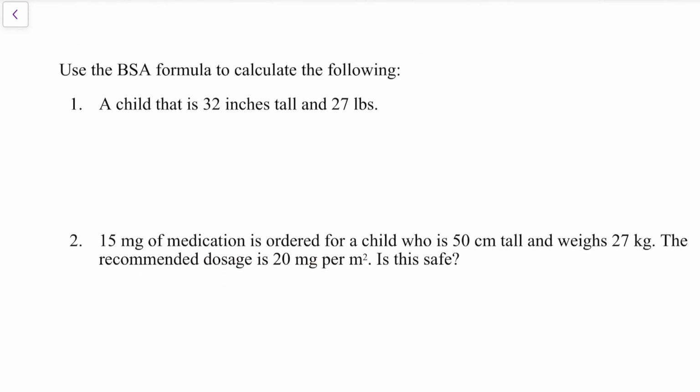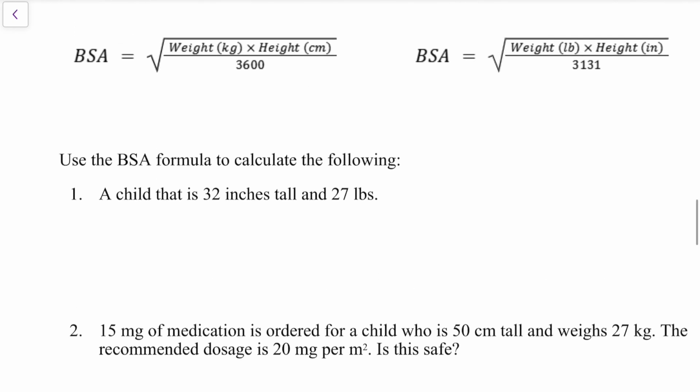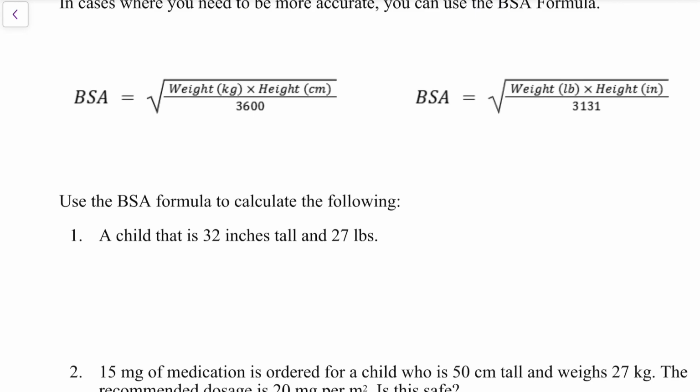Okay, so let's look at this first example, a child that is 32 inches tall and 27 pounds. What is the body surface area? In this one, they gave us inches and pounds, so we're using the imperial system, and they're both in the imperial system, so we can jump right into the formula. So body surface area is the square root of 27 times 32 over 3131.